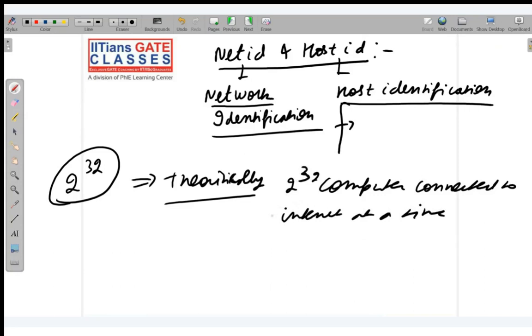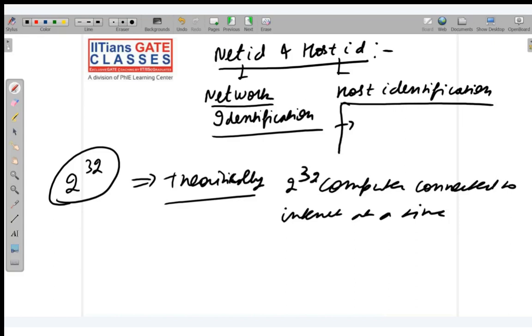2 power 32 is what? It is 4 billion. Actually the number is much more than this. Okay, why is the number much more than this? Don't worry, I will tell you about that also. But theoretically I can say 2 power 32 computers can be connected to internet at a time.